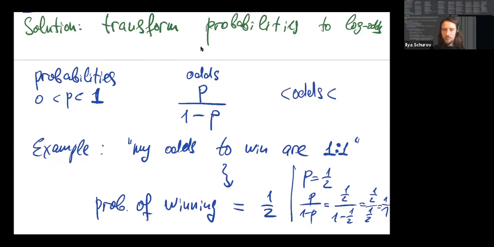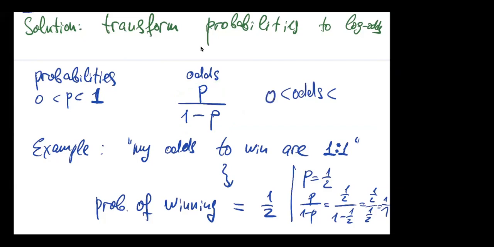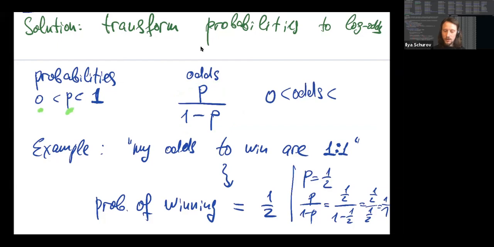First of all, what are my odds if probability equals 0 or is very close to 0? What is the smallest value of odds? What is the value of odds if probability equals 0, according to this formula? 0, yeah. If probability is slightly larger than 0, then odds are also slightly larger than 0. And 0 is the left border of the corresponding range. And what about the right border? If probability is very close to 1, what can you say about odds?